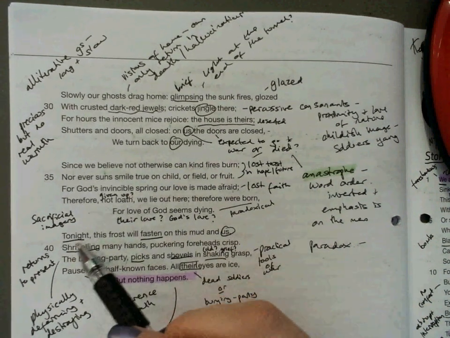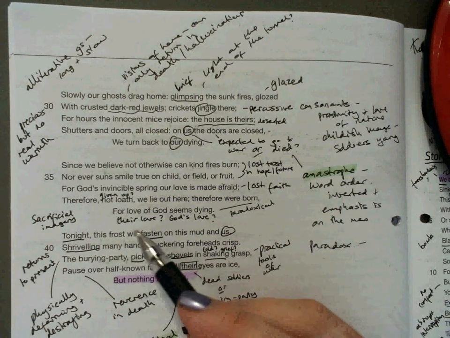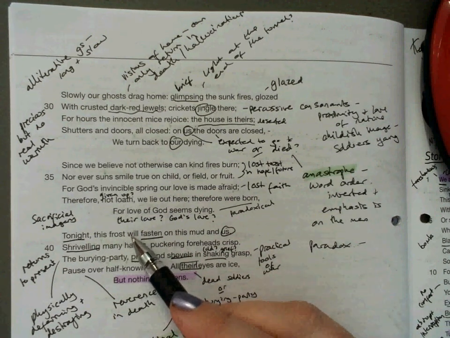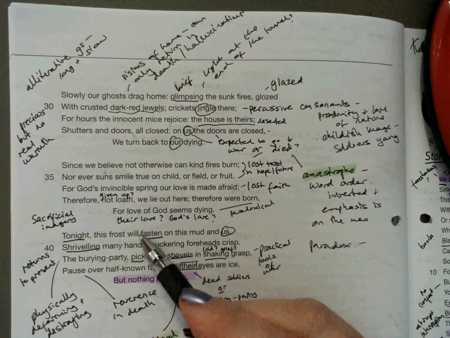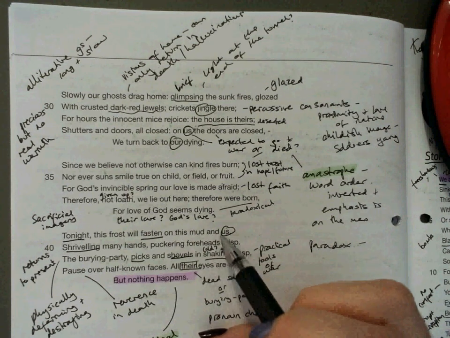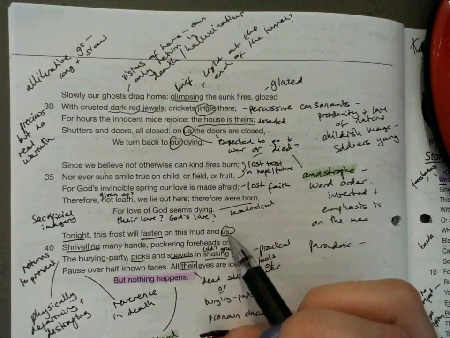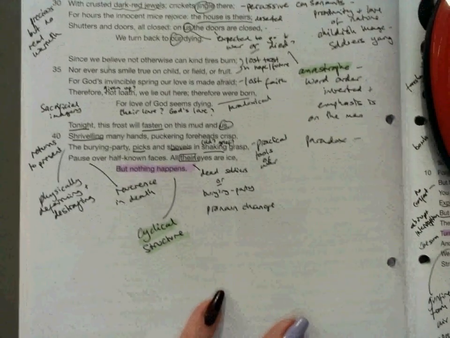Now, the last stanza then brings us right to the present, so that it positions us here tonight. This frost will fasten. And I think about there's a certainty to this sort of future tense. The frost will fasten on this mud and us. And again, that word order where us is positioned at the end is interesting.